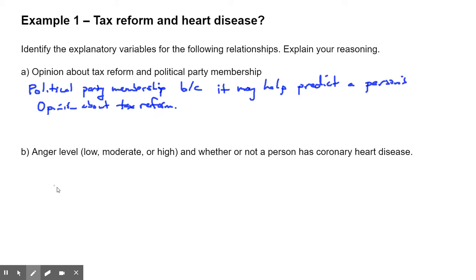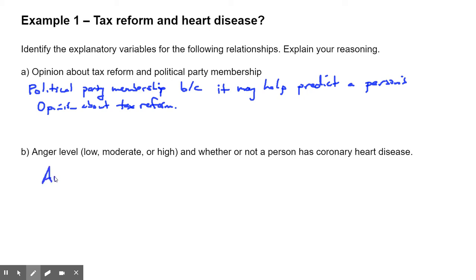All right, second one here. Anger level, low, moderate, or high, and whether or not a person has coronary heart disease. Well, there is sort of an association between anger, stress, and what stress does to your body. So I think that if you tend to be more of an angry person, that means you're putting a lot of extra stress on your body. That means your heart's doing extra work. So you might be more susceptible to coronary heart disease. So the moral of the story is just chill out, dude, right? Life's too short. But yes, I think that anger level is the explanatory.